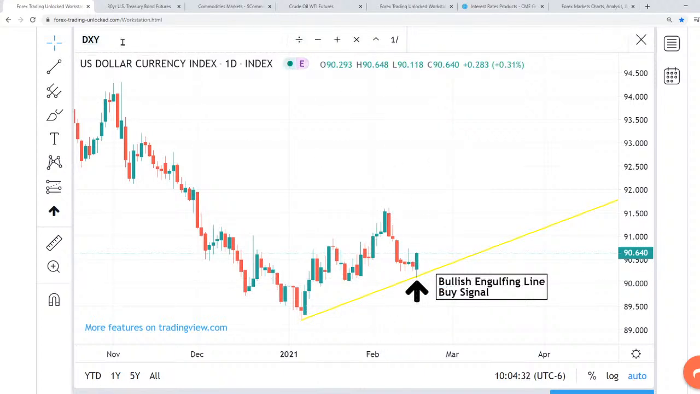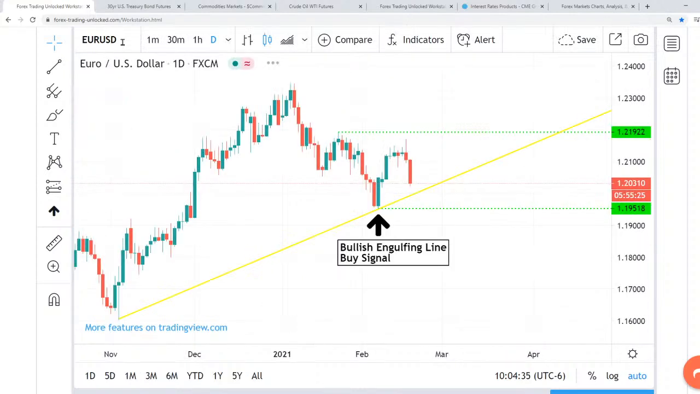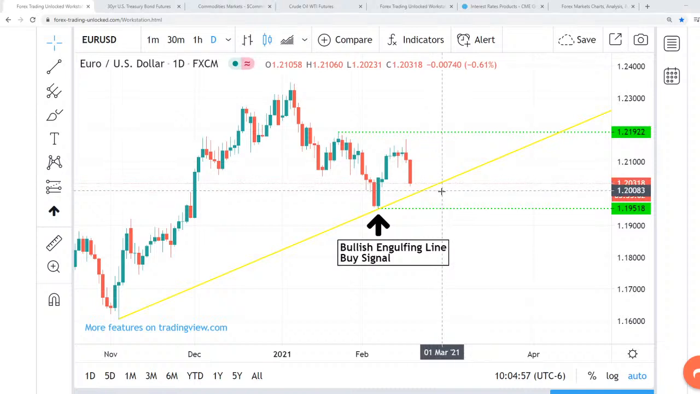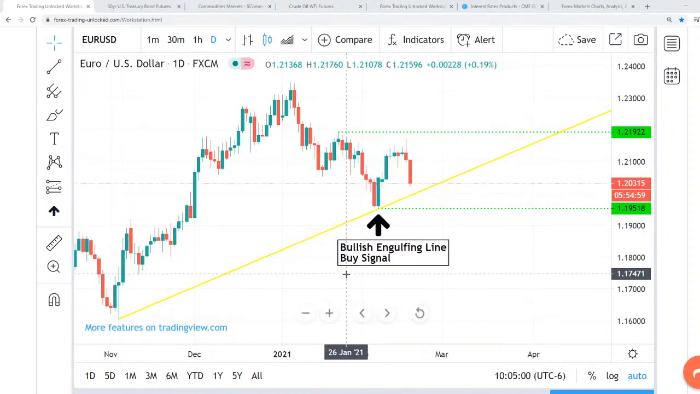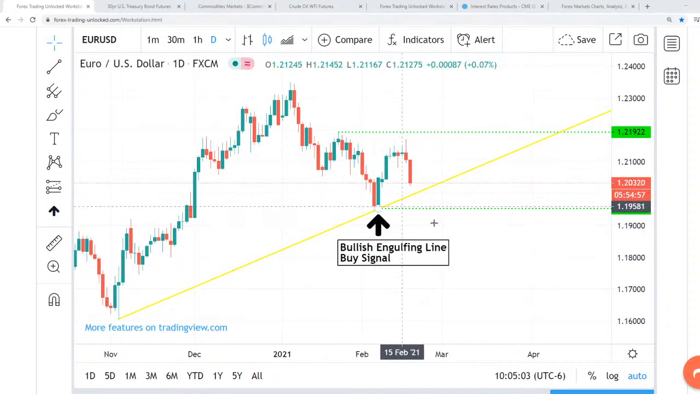All right, now let's get to the Euro US dollar. Now that we've established that the trend for the dollar index and the dollar itself is bullish, let's take a look at the Euro US dollar. Let's see what's going on here. Today's trading, this is just in slight delay, we have a lot of selling action. Now we had a bullish engulfing line buy signal that occurred earlier in February. The thing is that it already established its target right here.